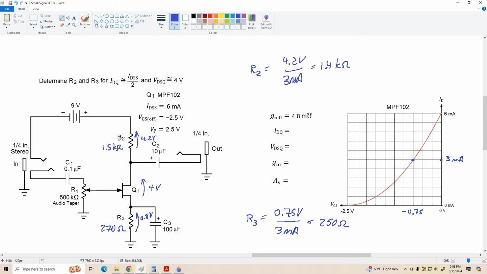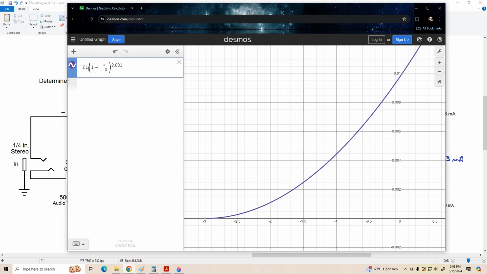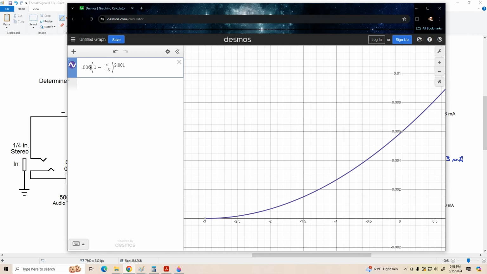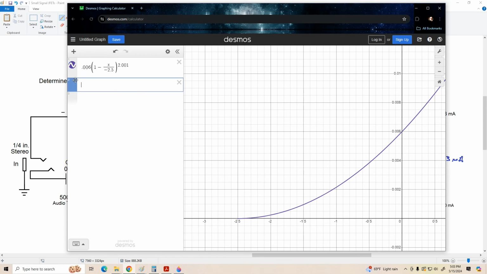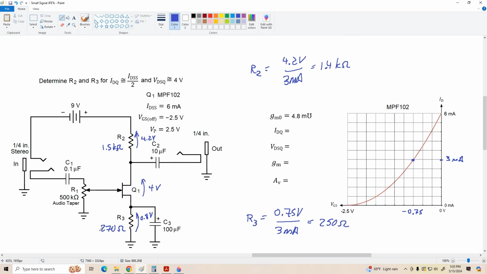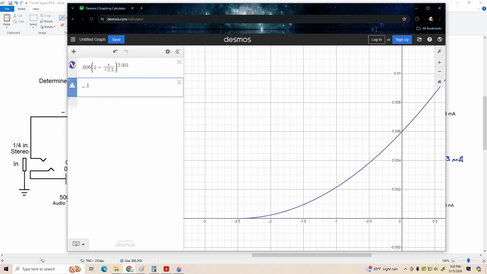Let's see how close it comes to our requested values. All right, so let's go back to Desmos and we'll find IDQ for this thing. We've got to change the parameters to match the MPF102, so that's 6 milliamps for IDSS and -2.5 volts for VP or VGS(off), and our ID times RS load line is going to be -x divided by 270 ohms. And there is our solution.